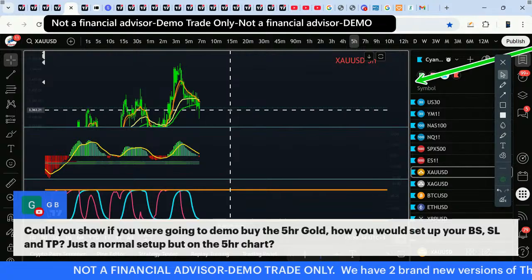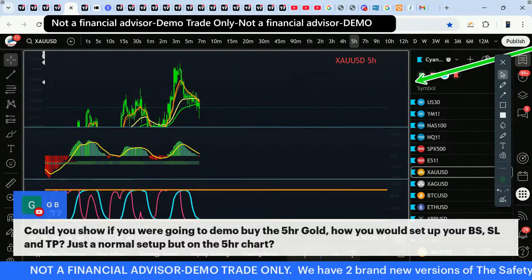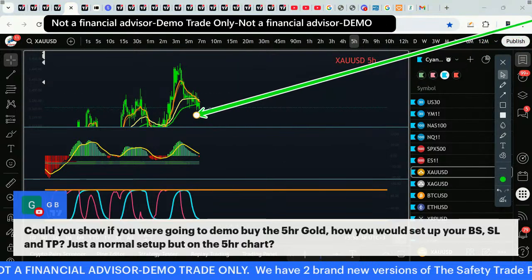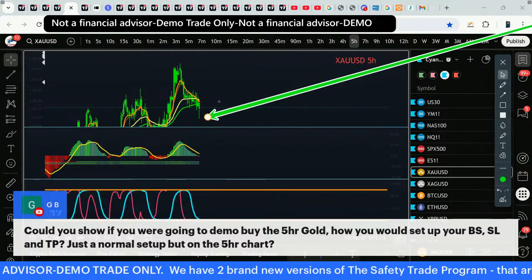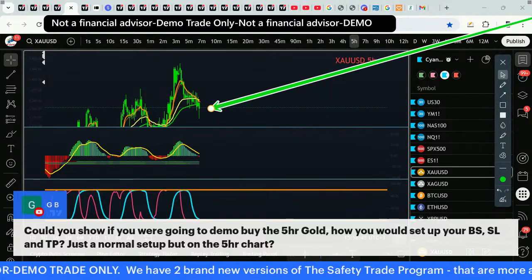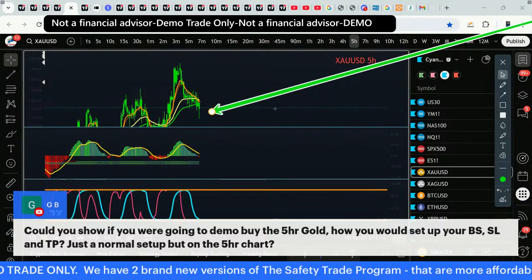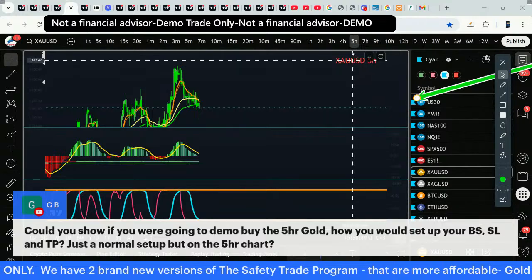Technically, I would have probably already been in this trade a long time ago. Why? Because this is a buy stop down here. I would have seen the 1 second, 5 second, 10-second flip. These are all green down here. But whatever. So when it's a 5-hour, or we can even go down to the 4-hour and show you.